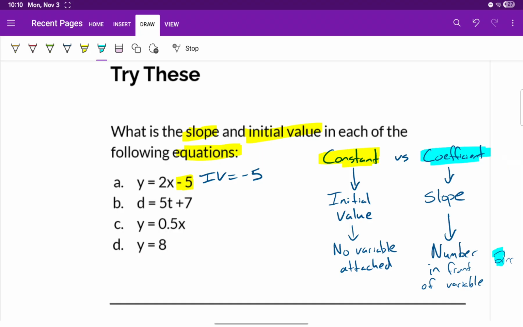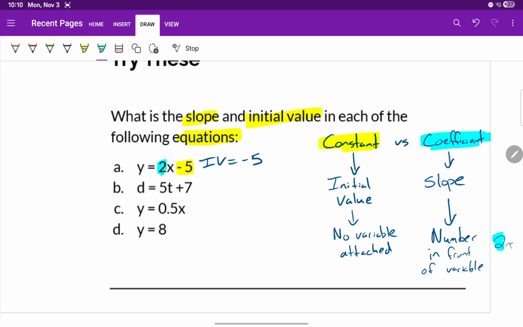Okay, so now I can look again at my first example and see that, well, 2 is my coefficient. So that means that my slope is equal to 2. Okay. In my second example, my constant is +7. My coefficient is 5. So that means that my initial value is equal to 7 and my slope is equal to 5.